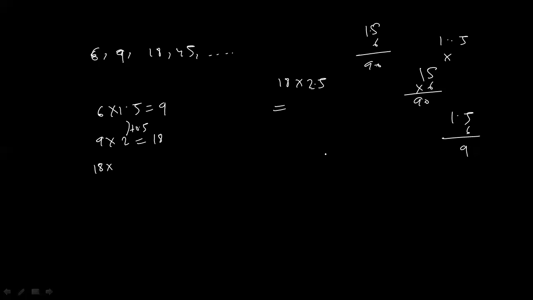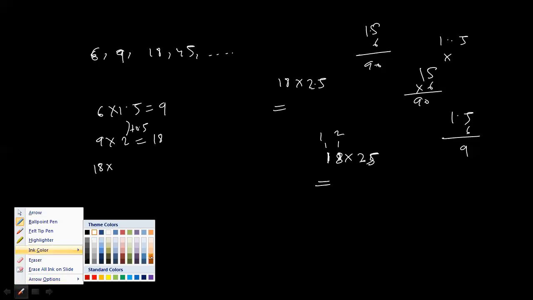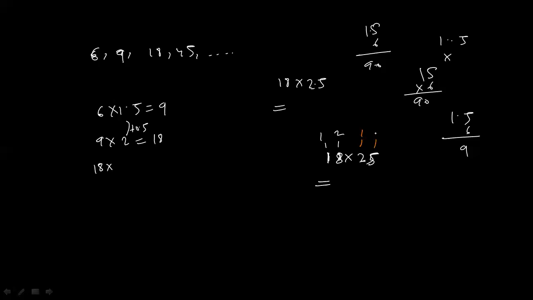Now see, for multiplication of two numbers, there is a very easy shortcut method. So see the shortcut method. Suppose this is the first digit and this is the second digit for the number 18. Let me mark them with another color. This is the first digit, this is the second digit.